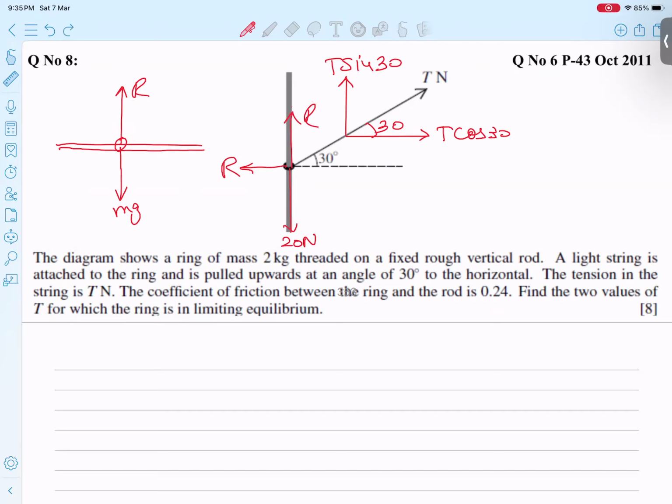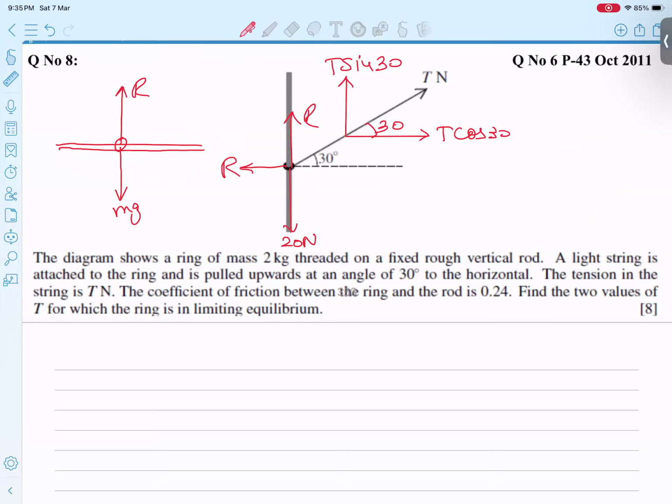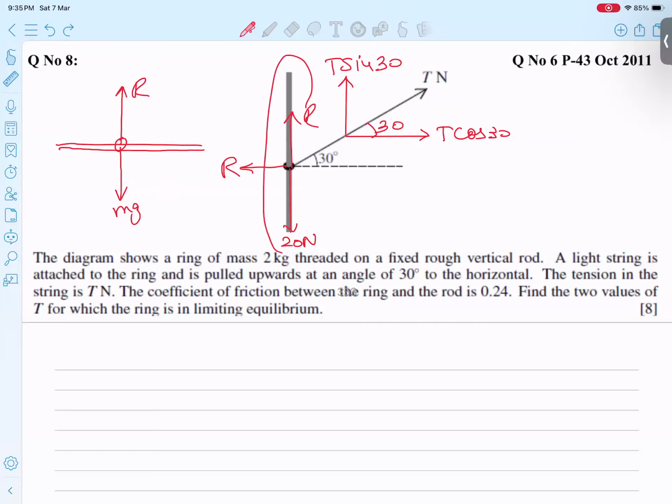Make sure of this. If some particle is placed on a table, the weight is downwards and R is upwards. And if the rod is horizontal, then the weight is downwards and the normal reaction upwards. But if we have a vertical rod, R is never upwards. So R is always inwards, and this R is balanced by this force. I think the point is very clear.